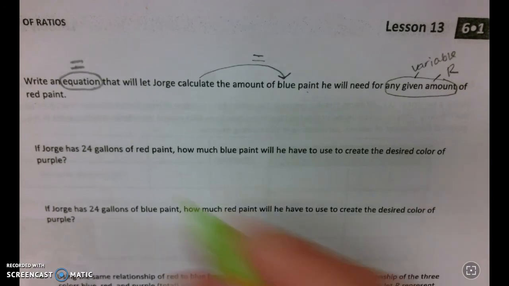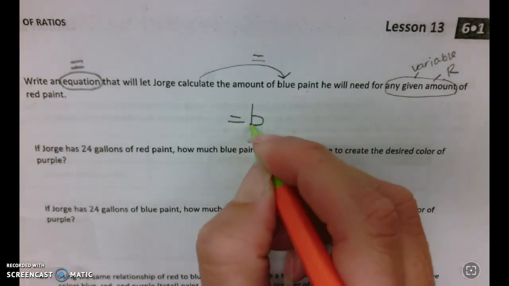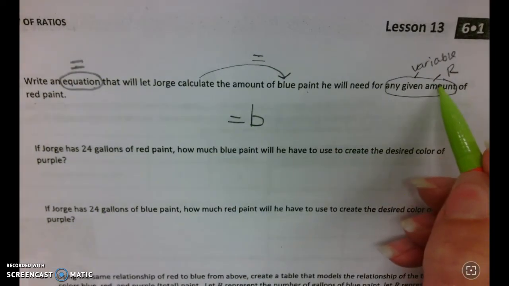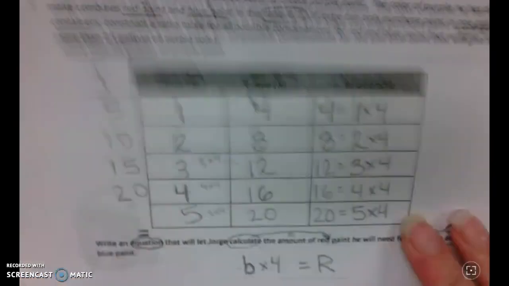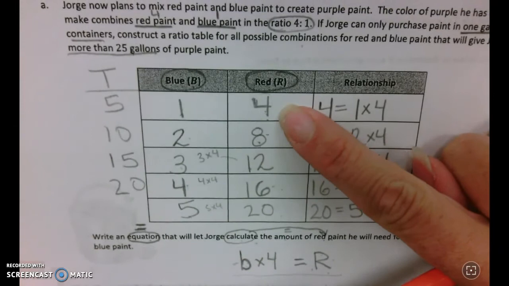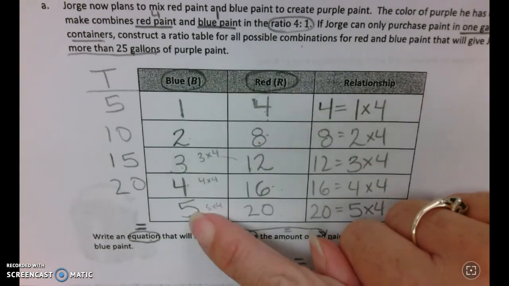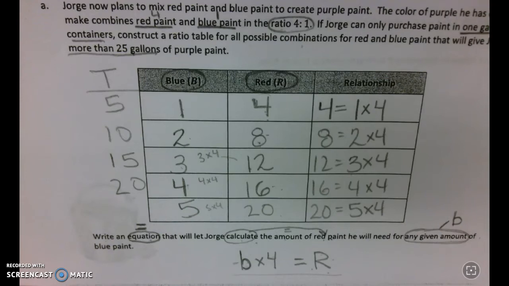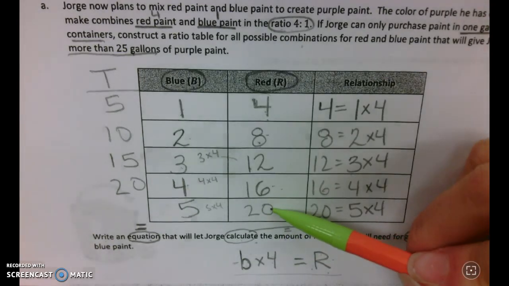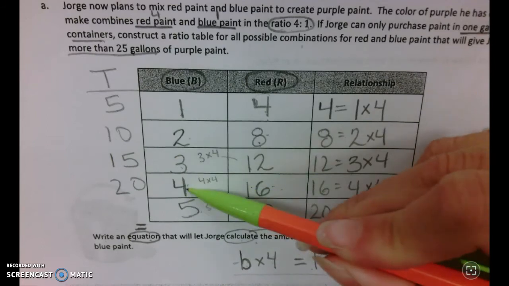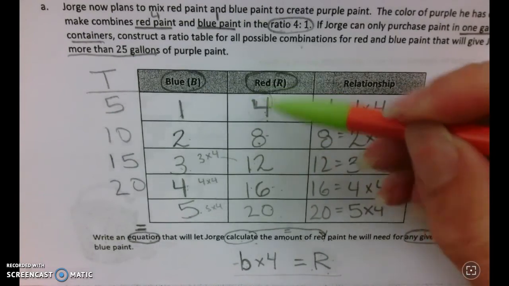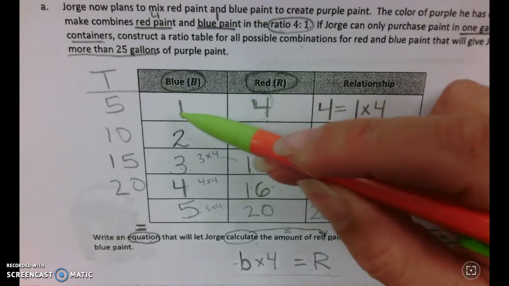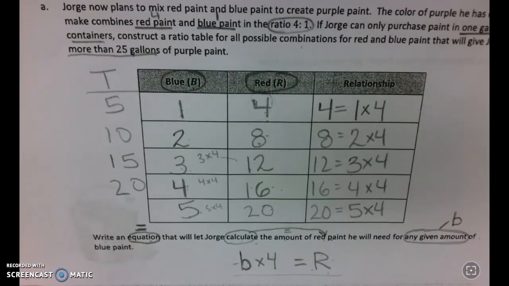So now I need to think about how can I get out my blue paint if I'm putting in any amount of red. So let's look back at the table and see if we can see a relationship of what I'm doing to these numbers to get out these numbers. Hopefully you're seeing that these numbers are getting smaller when I get them out, and you're thinking about this. We could use this ratio of red to blue, 4 to 1, and think about how that comes into play here.